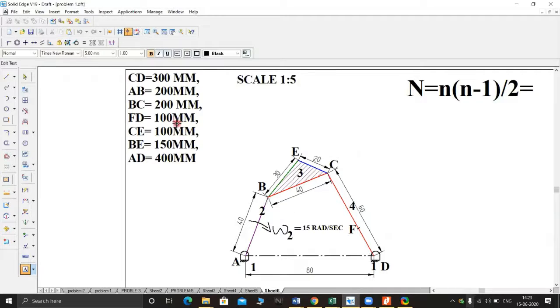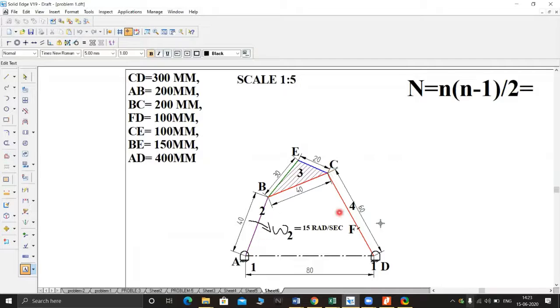The FD's length is 100 divided by 5, that is 20 mm, and BE is 150 divided by 5, that is 30 mm, and AD is 400 divided by 5, that is 80 mm. So I already constructed it as per this scale. I divided by 5, you do it, and this is the dimension you will get.